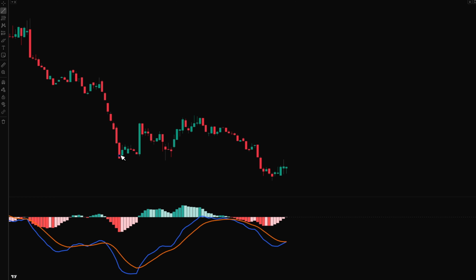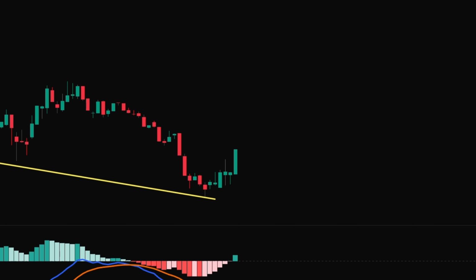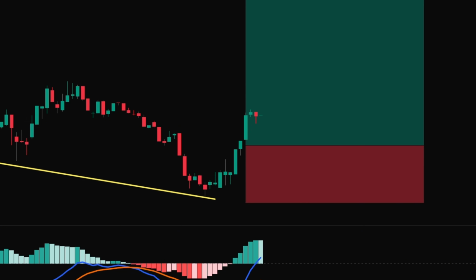For example, imagine Bitcoin drops below its previous low, but the MACD curve turns upward instead of continuing down. That's your bullish divergence. Price might look weak, but under the surface, momentum is shifting. That's where I look for confirmation, a break above the last swing high or a strong green candle. That's my cue to go long.